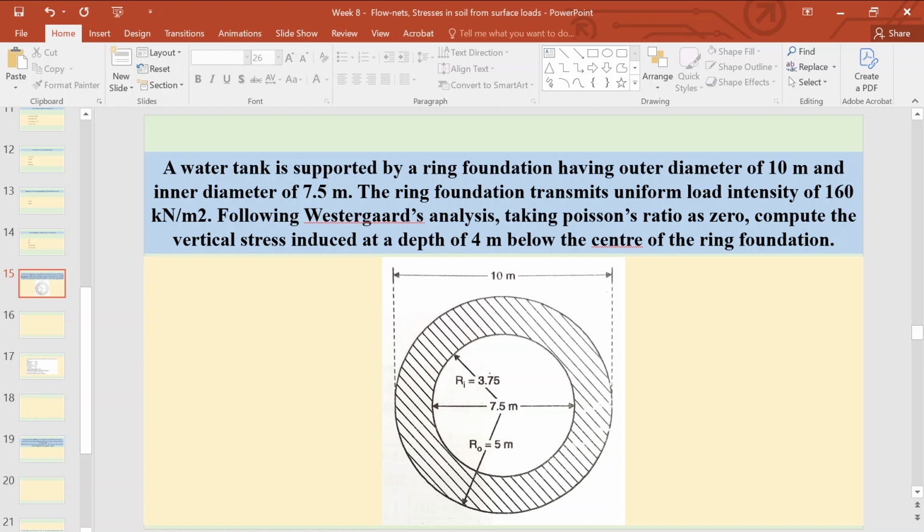I repeat the question. A water tank is supported by a ring foundation having outer diameter of 10 and inner diameter of 7.5 meter. The ring foundation transmits uniform load intensity of 160 kilonewton per meter square. Following Westergaard's analysis, taking Poisson's ratio as 0, compute the vertical stress induced at the depth of 4 meter below the center of the ring foundation. The diagram has been shown.